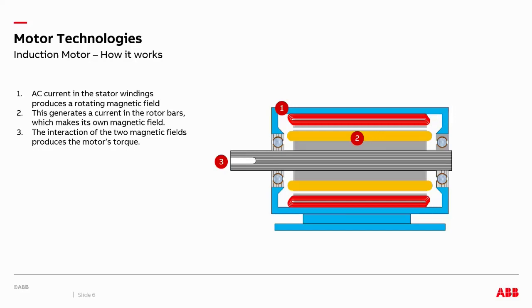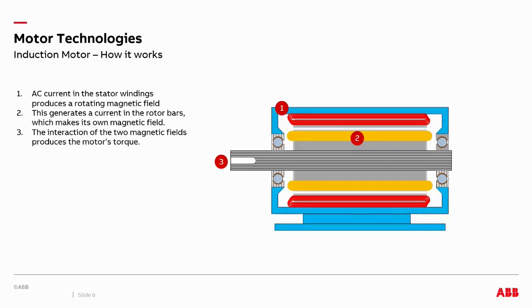What we do is we apply an AC current to the stator windings. This produces a rotating magnetic field. This rotating magnetic field then cuts across the rotor bars and induces a current in the rotor. Then this rotor creates its own magnetic field. And the interaction between these two magnetic fields is what produces the motor's torque.